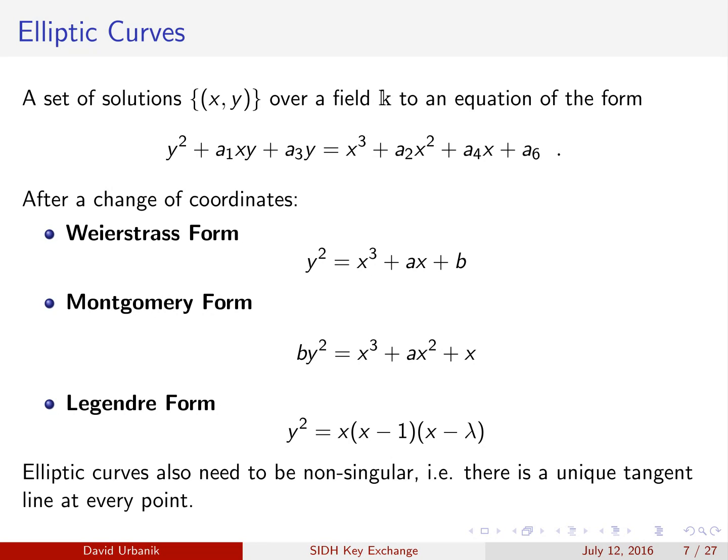Now, there's also a technical condition, which is that elliptic curves require that there's a unique tangent line to every point in the curve. That will become important later.